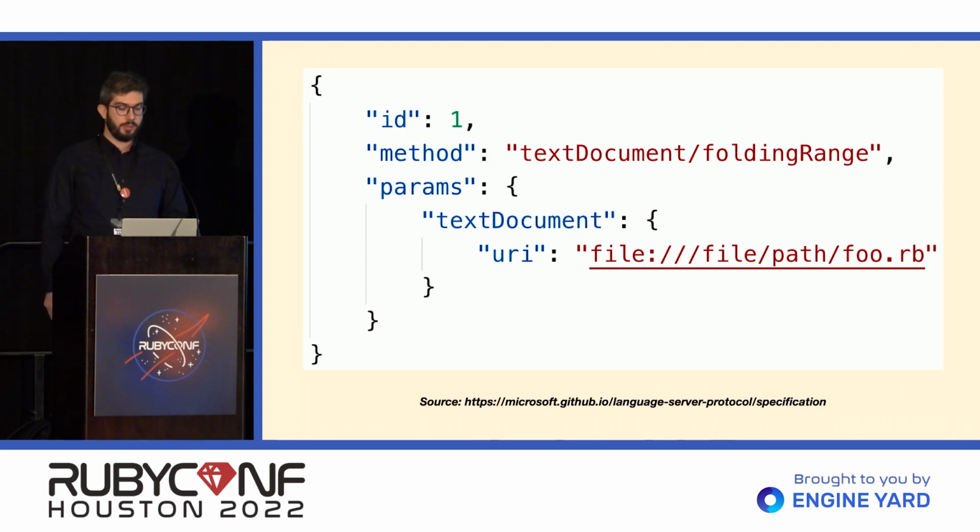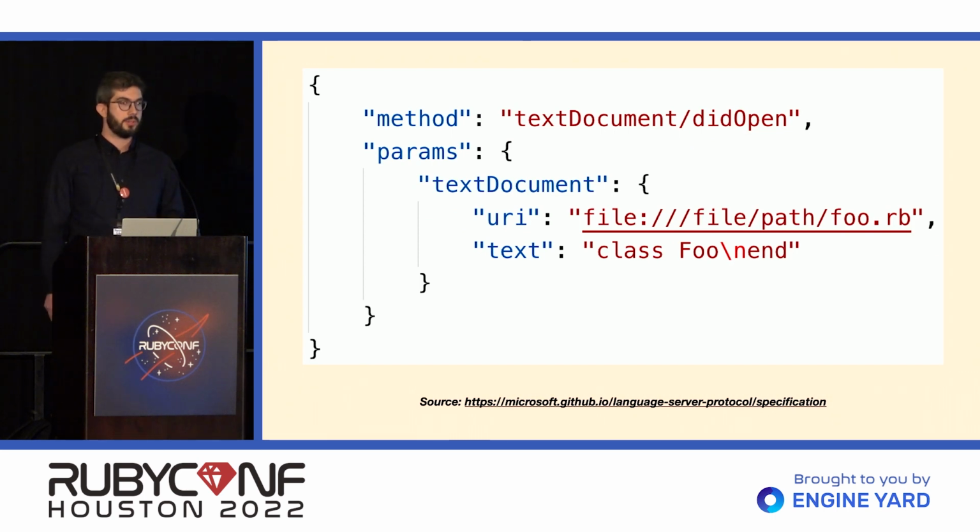Another form of communication available to LSPs are notifications, and the only difference between a request and a notification is that the notification doesn't have an ID because it doesn't expect a response back. So this is the editor notifying the server that something has happened, or vice versa, the server notifying the editor, but there's no response involved. So in this particular example, the text document did open is a notification sent from the editor to the server when a file has been opened in the UI, and the parameters are the URI of that document and the current content of the document.